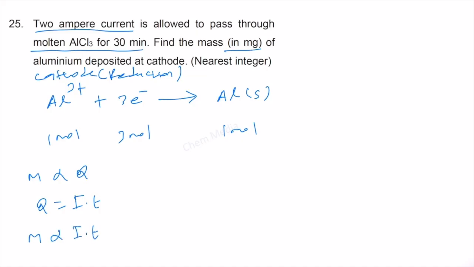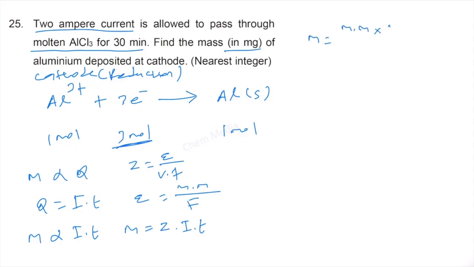Therefore, mass is proportional to current times time. To get rid of the proportionality factor, we introduce a constant called Z, that is the electrochemical equivalent. Therefore, mass is equal to Z times current times time. Now, Z is equal to equivalent mass divided by Faraday constant. The valency factor in this case is 3, and equivalent mass is molar mass divided by valency factor. Therefore, mass is equal to molar mass times current times time divided by valency factor times Faraday constant.